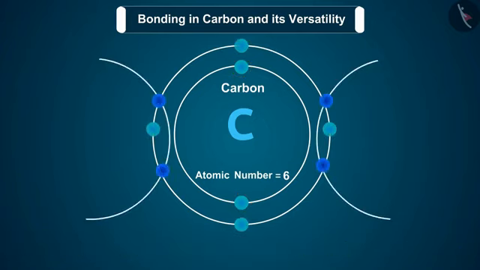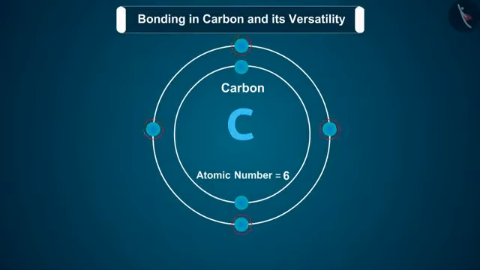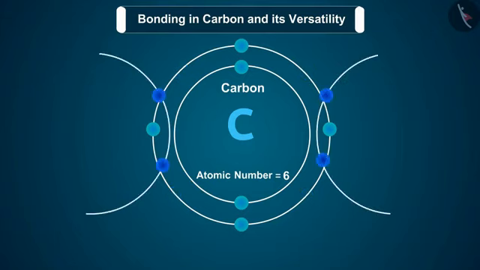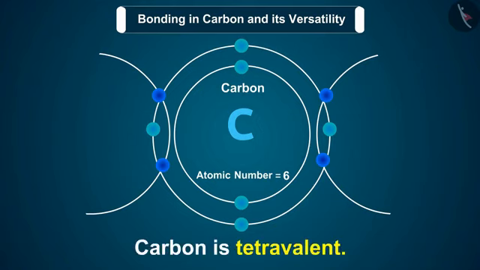Carbon overcomes this problem by sharing its valence electrons with other atoms of carbon or with atoms of other elements. Carbon atom has 4 electrons in its outermost shell, so it requires 4 more electrons to achieve the noble gas configuration, which it gets by sharing electrons. Since one carbon atom requires 4 electrons to achieve the nearest noble gas configuration, it has a valency of 4, that is, carbon is tetravalent.